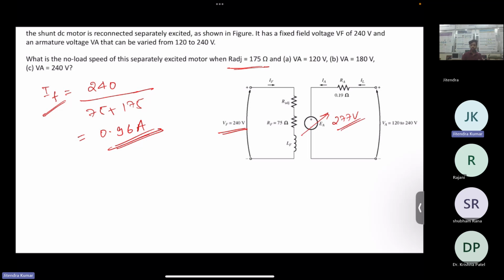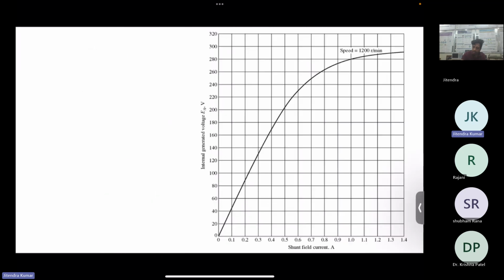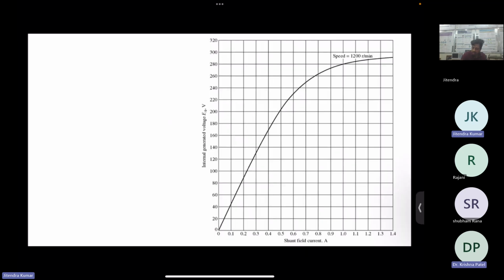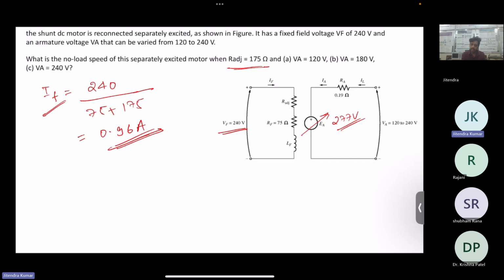Okay, so this is the characteristics. With field current, how much is the internal voltage there? We have calculated 0.96 ampere, and the corresponding voltage will come out to be 277 volt. So somewhere here, right? That is why I was saying that it is generating EA of 277 volt. Is it clear?